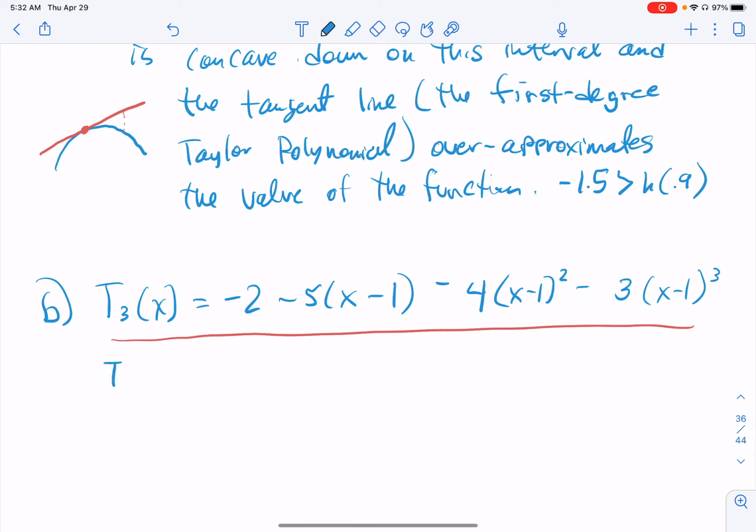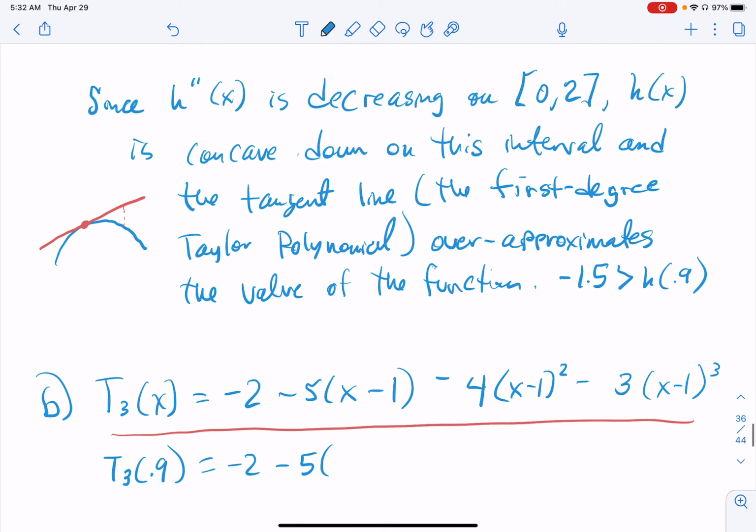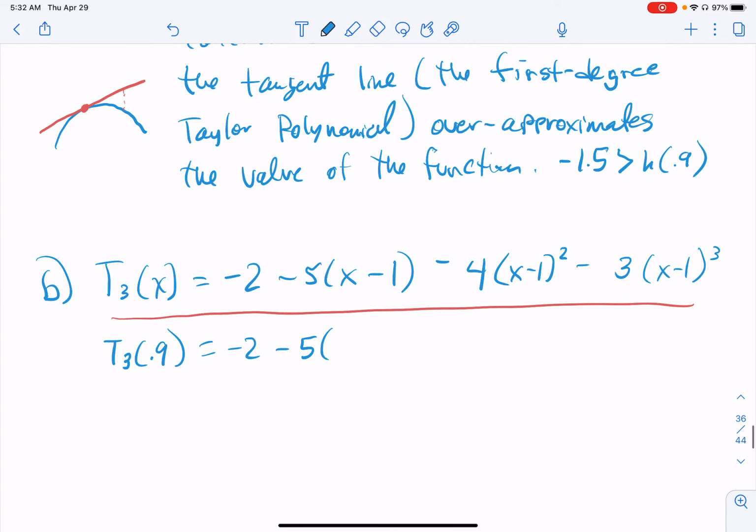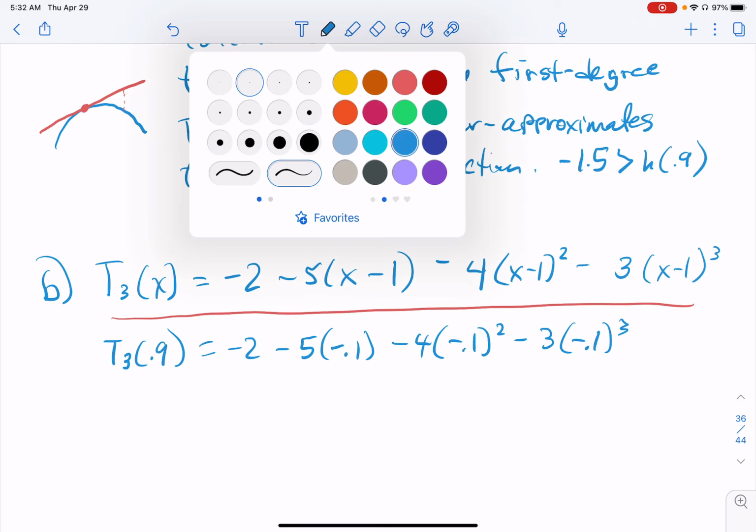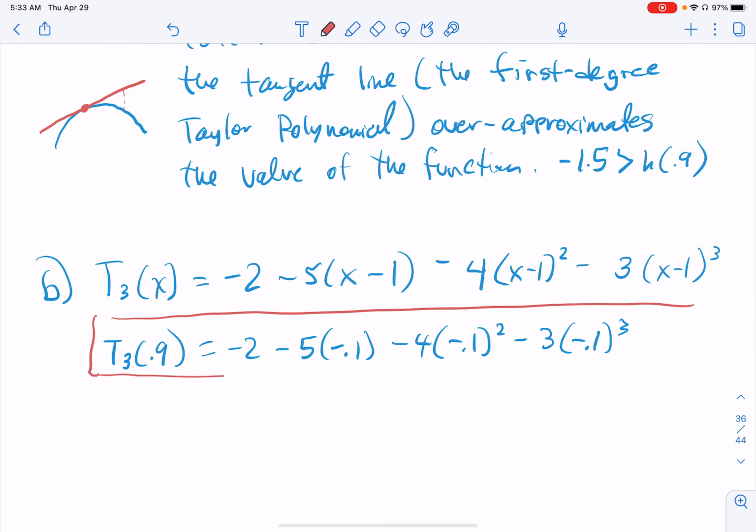So T sub 3 of 0.9 is equal to negative 2 minus 5. And whenever I go to stick in 0.9, it's going to be the same thing that I got right here. It's going to end up being a negative 0.1 on each one of these. So I'll just write that in here. Minus 4 times negative 0.1 squared minus 3 negative 0.1 cubed. And under no circumstances would I recommend working that thing out by hand. I'll just box that answer and be done with it. For sure, unless this is a calculator active question, but I have a feeling that it wouldn't be.